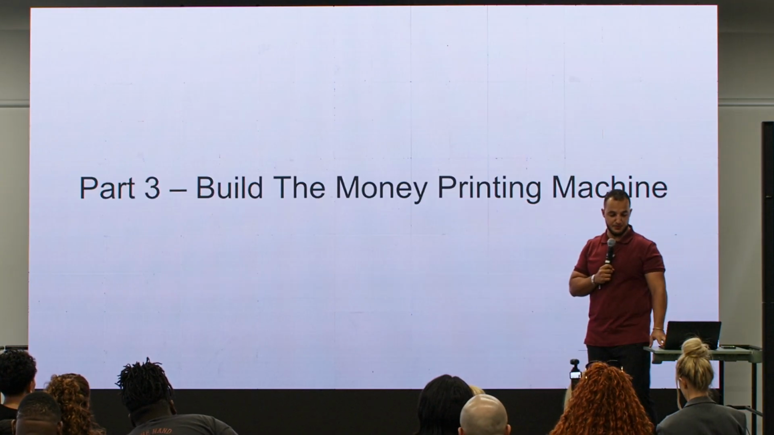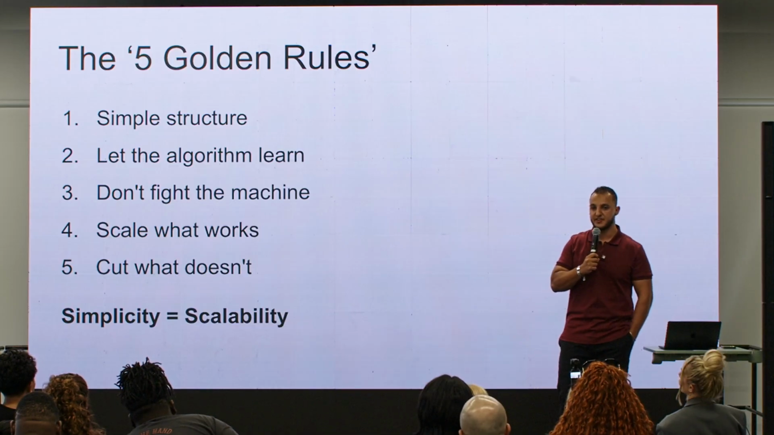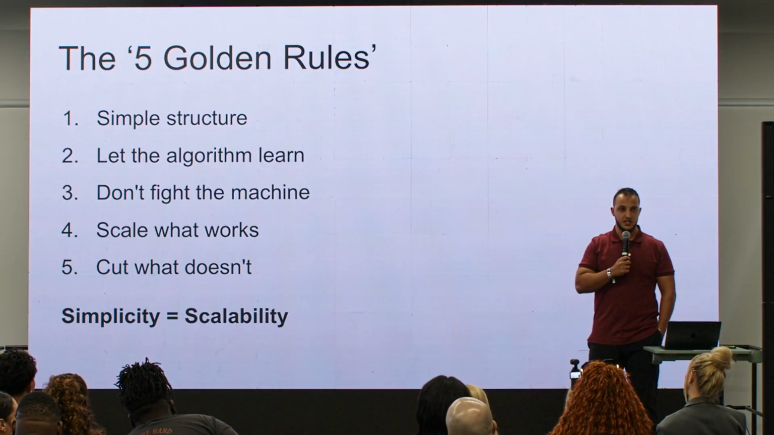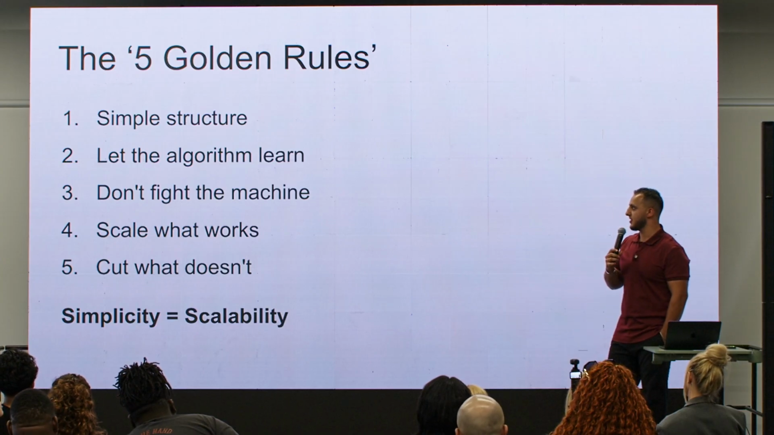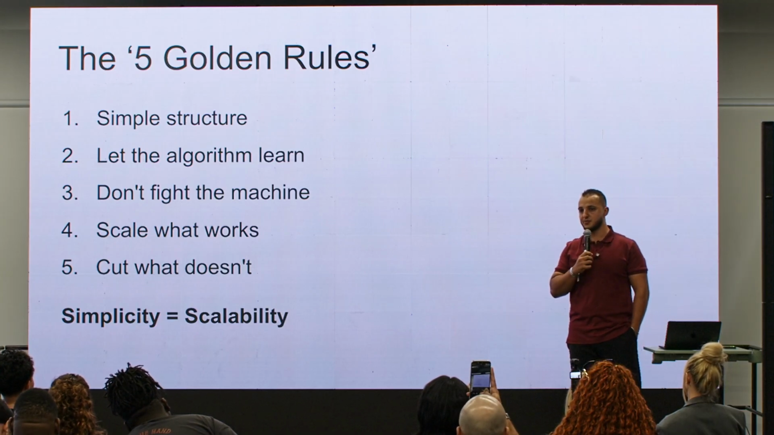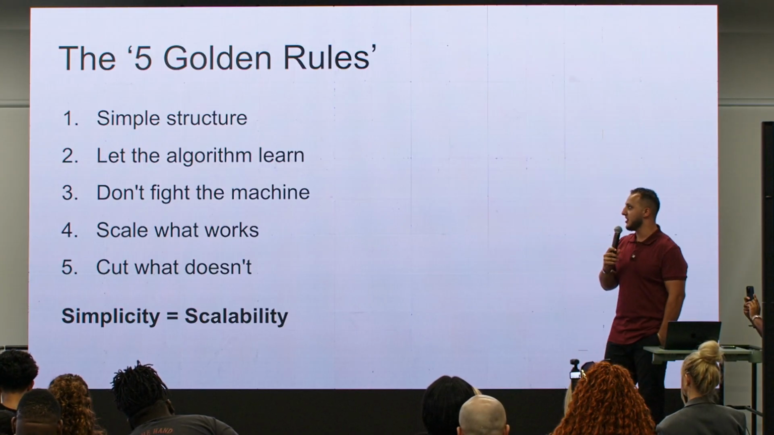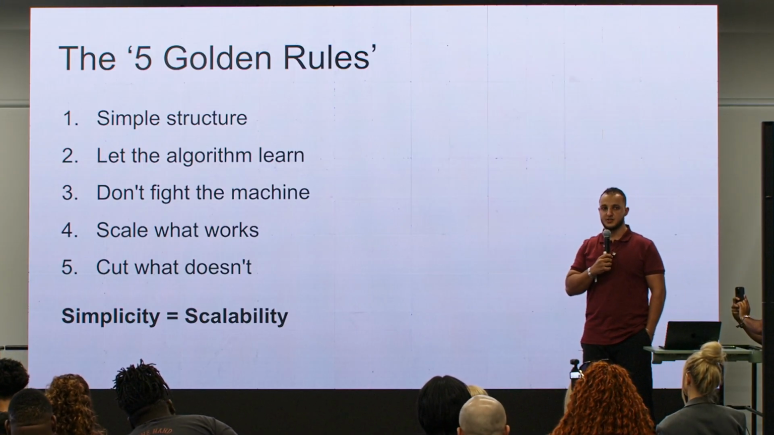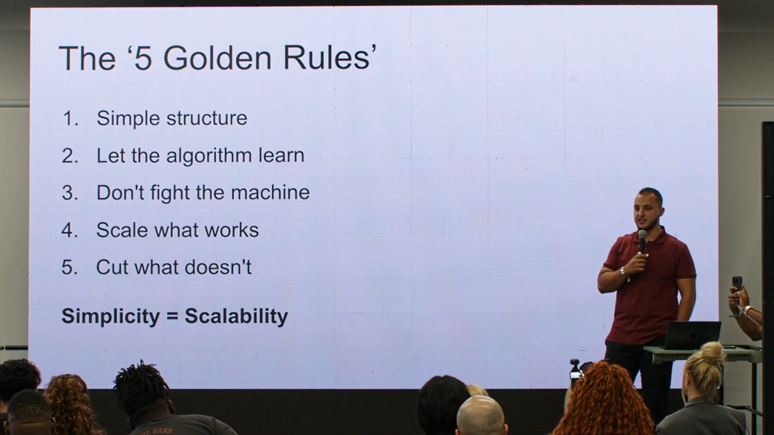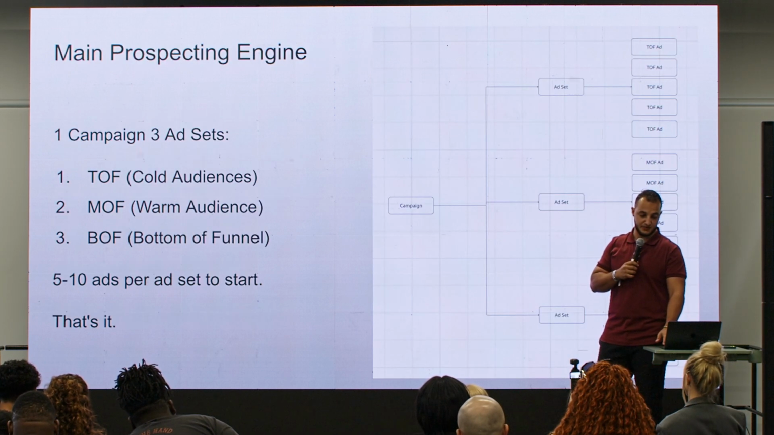What really makes this print money is the ads. It's the actual driving traffic to the system that you just built. So there's 5 golden rules that we cover. Simple structure, right? Meta's algorithm now is super sophisticated on how it selects and shows creatives to the audience. And so you don't want to fight it. You get penalized for fighting the algorithm, trying to control it instead of just letting it do its thing. And then we scale what works, we cut what doesn't, we keep it pretty simple.